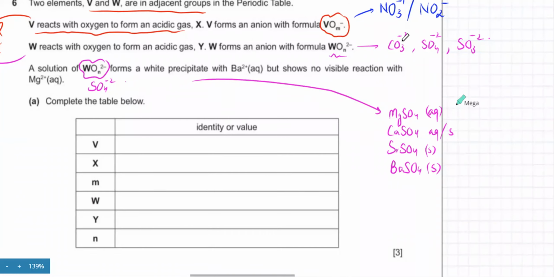It can't be a carbonate because all carbonates are insoluble. If it was magnesium carbonate, it would have been insoluble. If it had been barium carbonate, that would be insoluble as well. If you remember the solubility table, carbonates are all insoluble, except for group 1 and NH4 plus. So I'm going to get rid of carbonate. That's no longer an option.